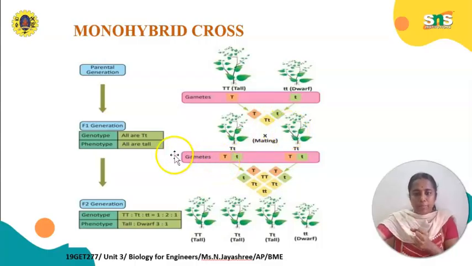Similarly, in the law of segregation, whatever the segregation may be, that is TT, tall with tall, tall with dwarf, and small t, there are four different combinations. Whatever the combinations may be, the tall will dominate. That is the law of segregation.